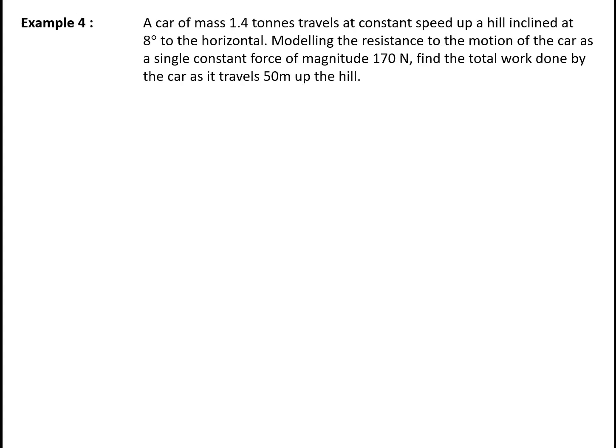Example 4, we've got a car of mass 1.4 tons. Now remember, a ton is 1,000 kilograms. So we've got a car of mass 1.4 tons, travelling at constant speed up a hill inclined at 8 degrees to the horizontal. We're to model the resistance to the motion of the car as a single constant force of 170 newtons. We have to find the total work done by the car as it travels 50 meters up the hill.